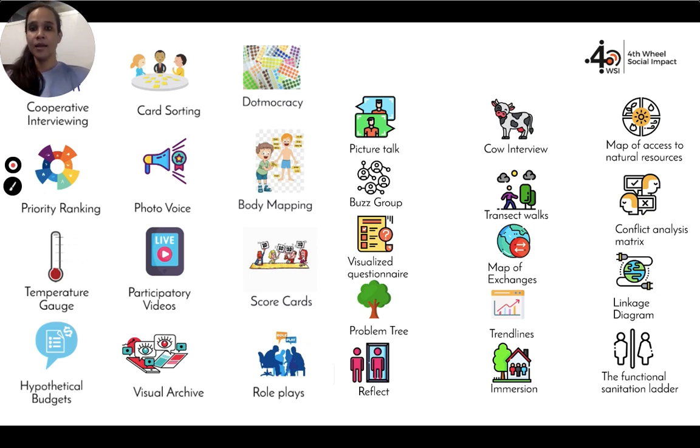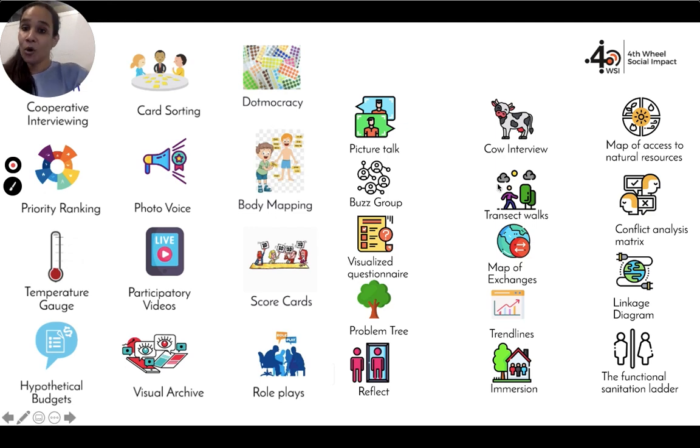The next one is dotmocracy. Dotmocracy is again something similar to temperature gauge, but you can also use it as you have different statements. You could have different stakeholders and you ask them to put different colored stickers on the statements they agree with, how much they agree with it, or which stakeholders contribute more, which stakeholders need more help. So again, it's a visual voting tool to get people together to talk about implementation and changes.